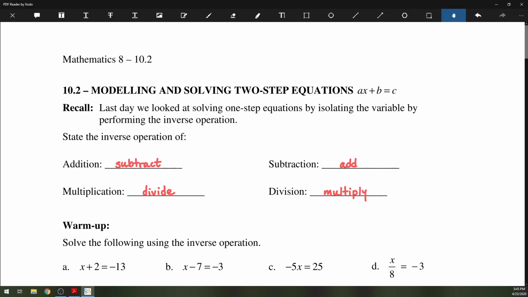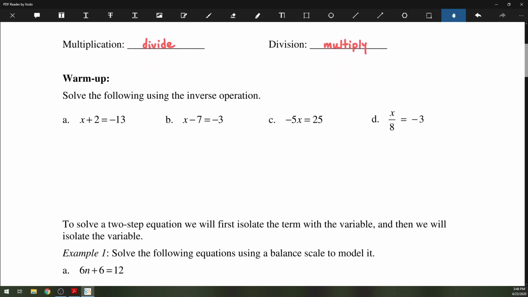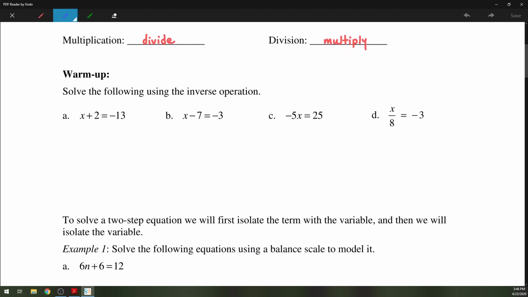So as we talked about on the last day, we can use inverse operations to solve equations, looking at what is happening to the variable. So in the first case, example A here, we have x plus 2. The inverse operation of adding 2 is to subtract 2, so we can do that to both sides. And we'll be left with x equals negative 15.